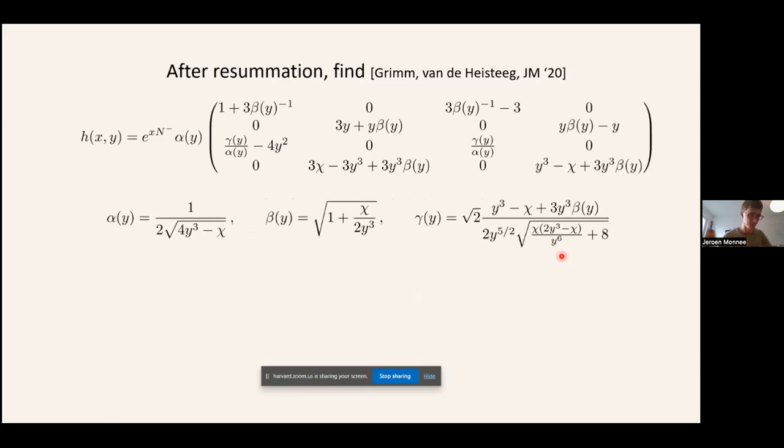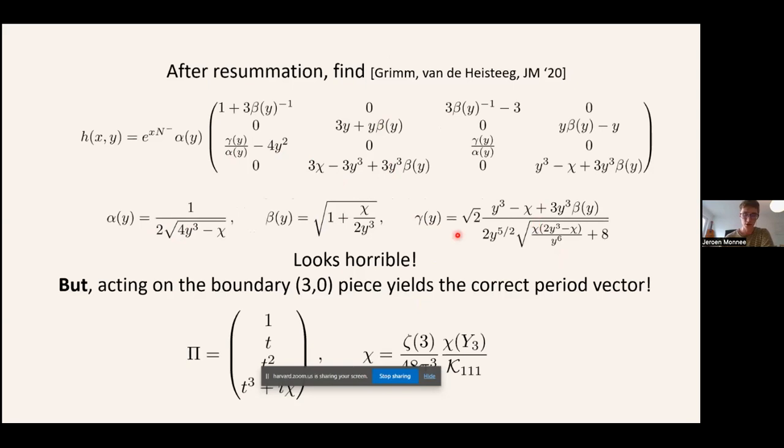I'm almost done. Thanks. Okay, so after this resummation, you put everything together into one big matrix, which becomes a horrible expression, but it is really explicit. You can write down everything in terms of these functions. So this result looks horrible, but at the end of the day, you can really check that if you act with this on a boundary 3,0 piece, you get back sort of the period vector we know at LCS, which has indeed this alpha prime correction.